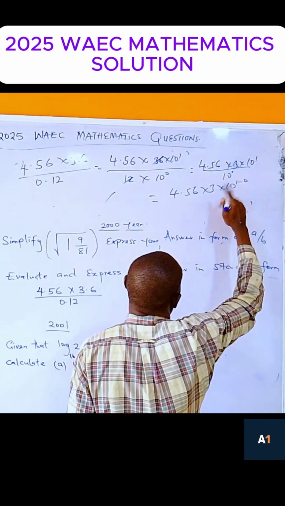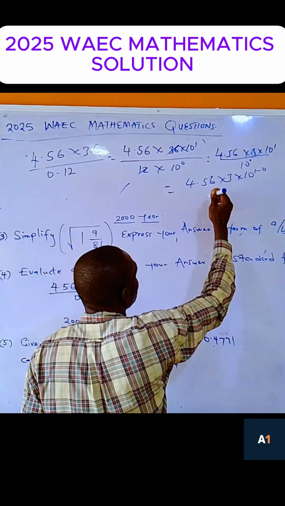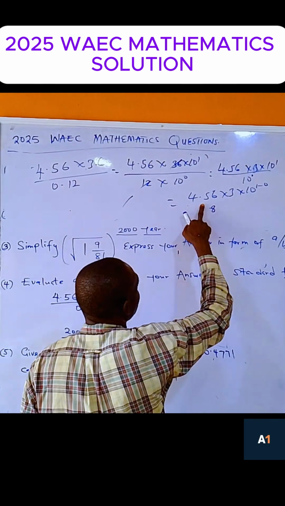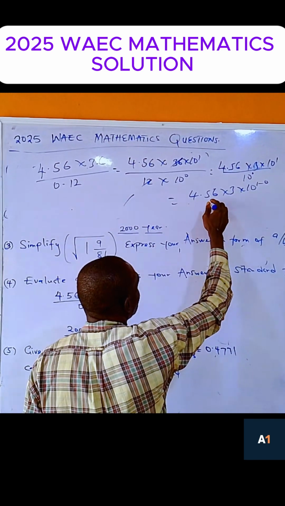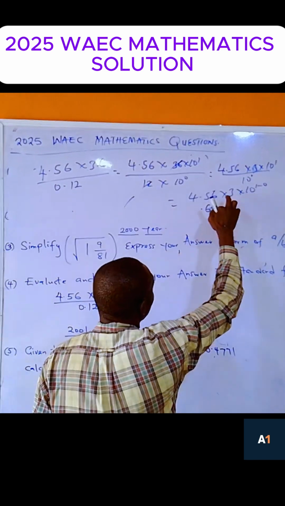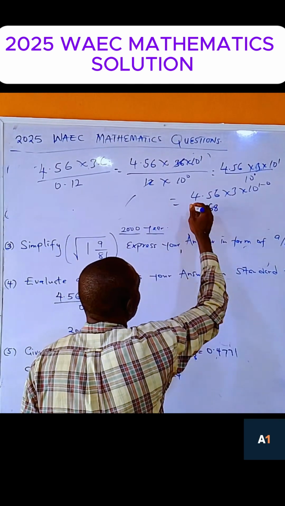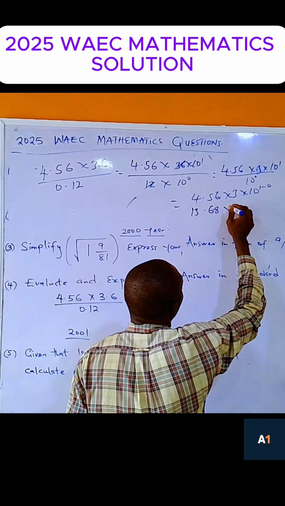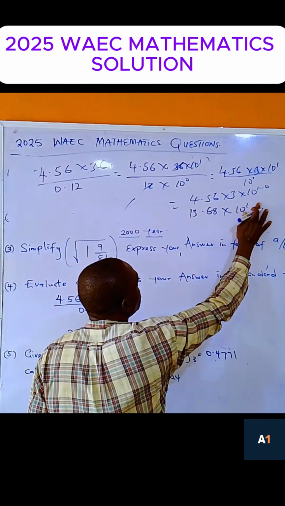Take it to the other side according to the law of indices. Multiply this 3 by this. We have 3 times 6 gives you 18, remainder 1. 3 times 5, 15. Write 5, plus 1, you get 6. So point, then remainder 1. 3 times 12 will give you 12 plus 1, 13. So we now have times 10 raised to power 1 minus 0. So this will give you raised to power 1.